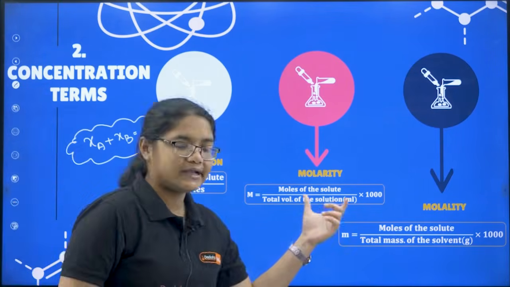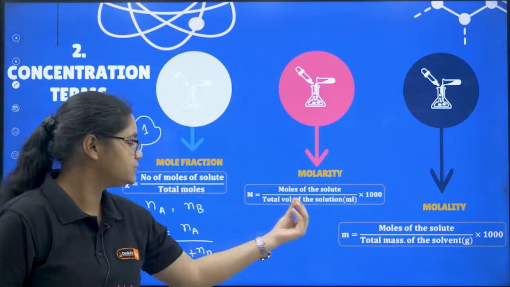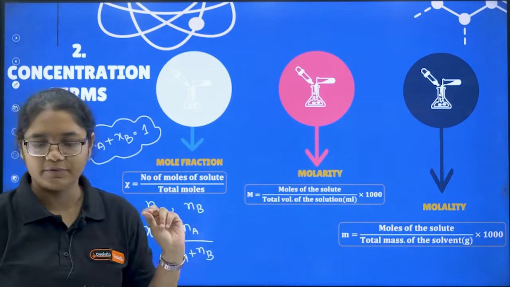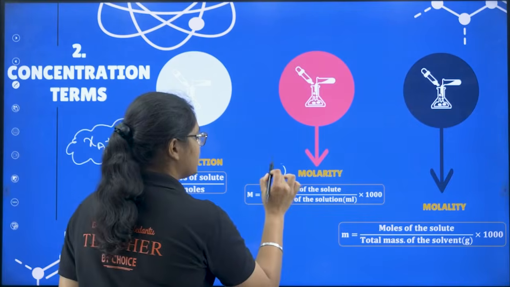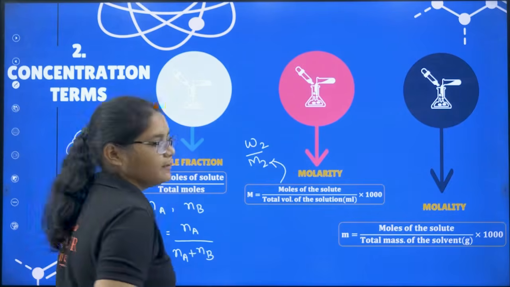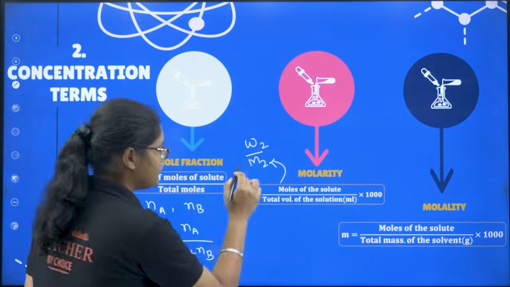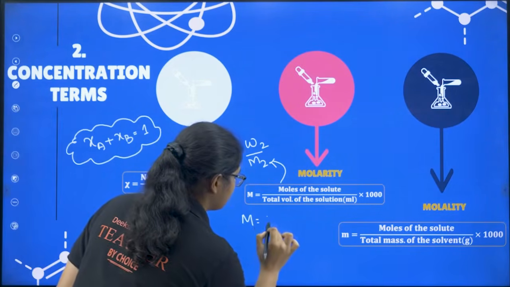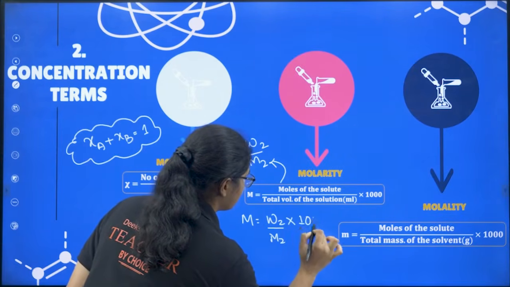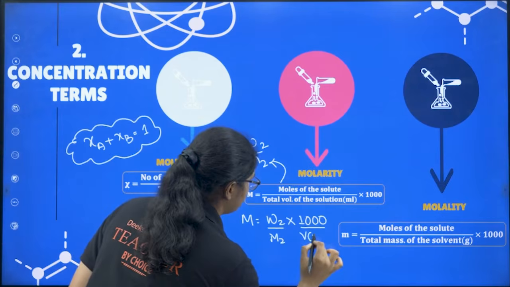Next, coming to molarity. Molarity is what? Number of moles divided by volume of the solution in ml into 1000, right? So this number of moles you can write as given mass by molar mass, W2 by M2, right? So the molarity formula, if I write it like this, is: Molarity equals W2 by M2 into 1000 by volume in ml.